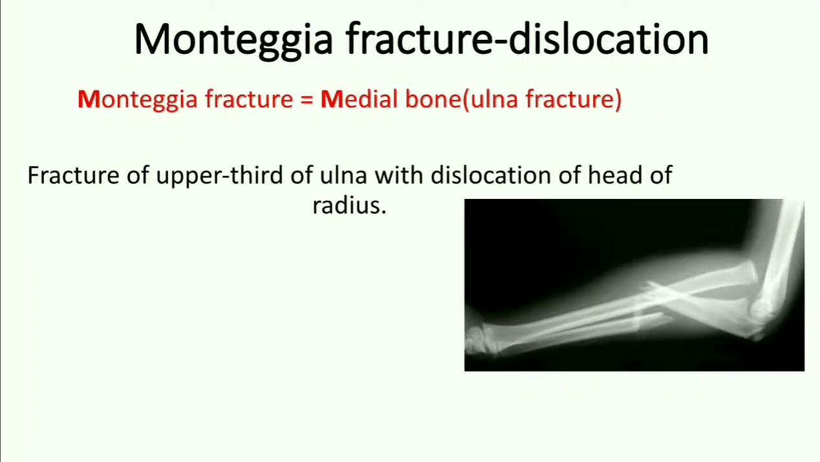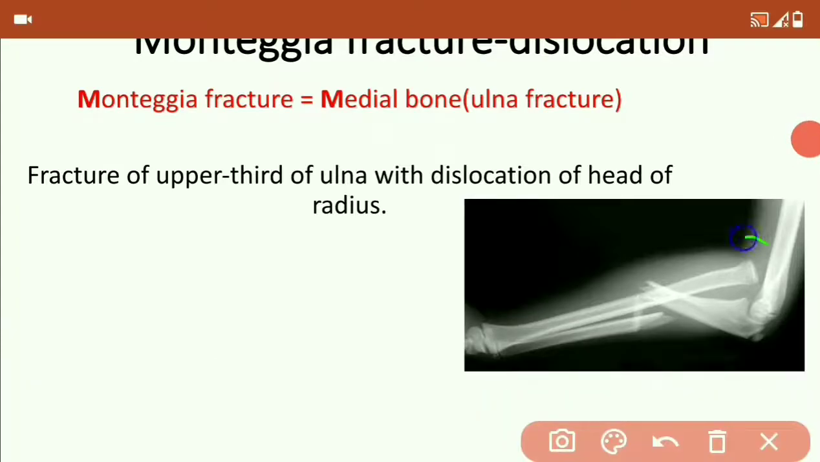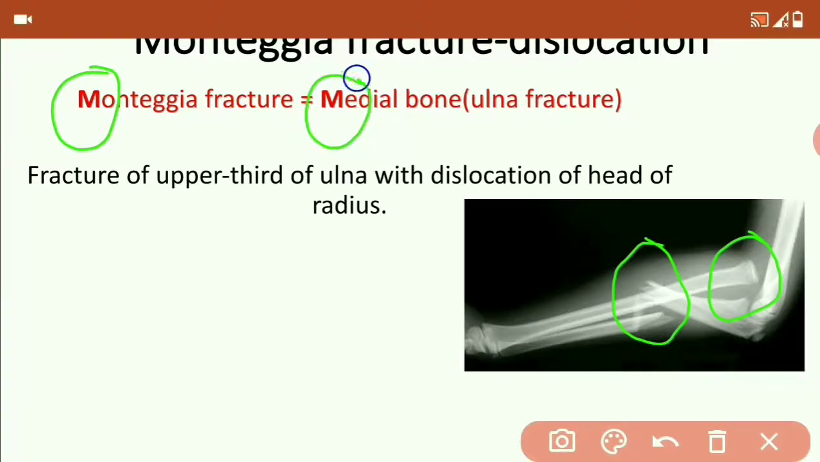Monteggia fracture dislocation. It is the fracture of upper third of ulna with dislocation of head of radius. So in this radiograph, here we can see the head of the radius dislocation, and there is upper third of ulna fracture. So how it can be remembered is by Monteggia, M for Monteggia fracture and M for medial bone, which is ulnar fracture, along with dislocation of head of the radius.